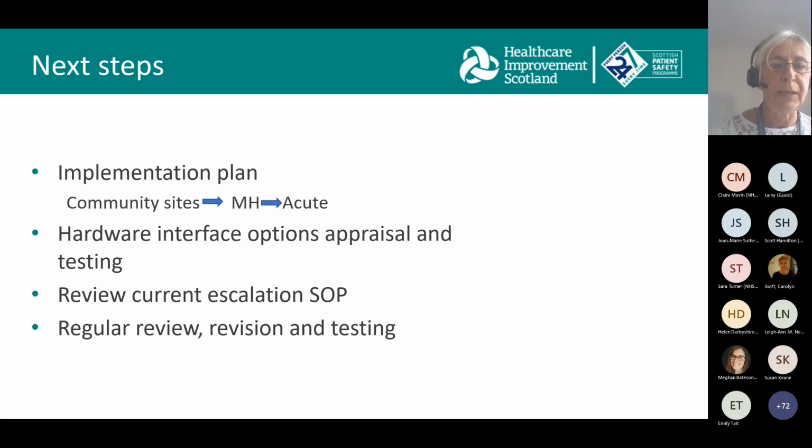We have also been reviewing our current escalation SOPs through our simulation testing. It was quite clear that our SOP is not well followed, and so we're having a look at our SOPs and testing some changes to them. Everything just involves regular review, revision and testing, and just being flexible. Next slide, please.